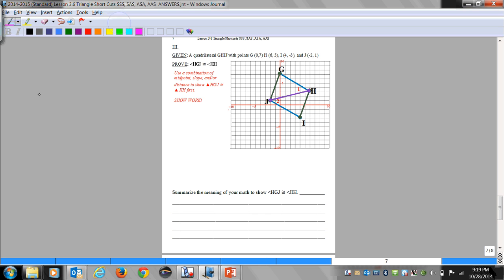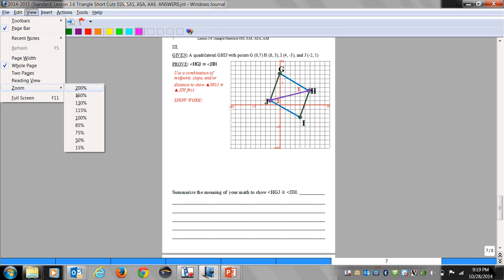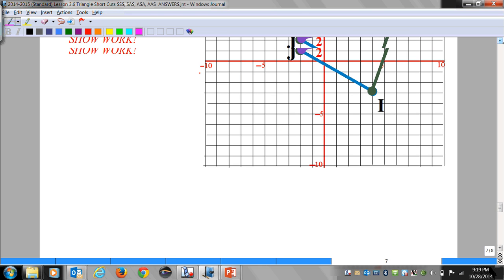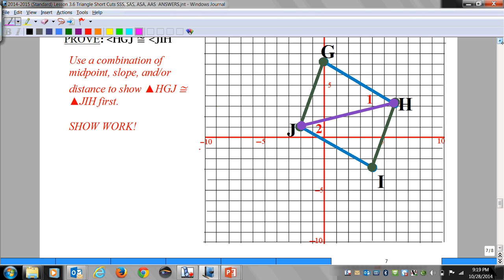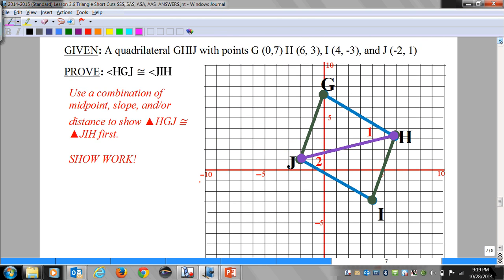First thing we're going to do is label our diagram. So G is at (0, 7). H is at (6, 3). I is at (4, -3). And J is at (-2, 1).